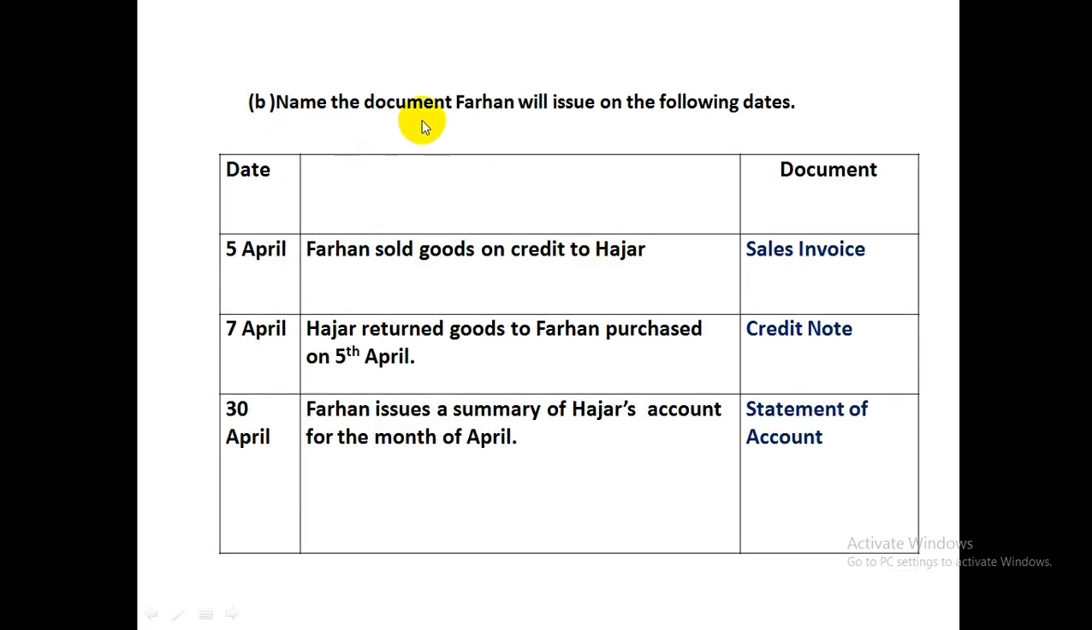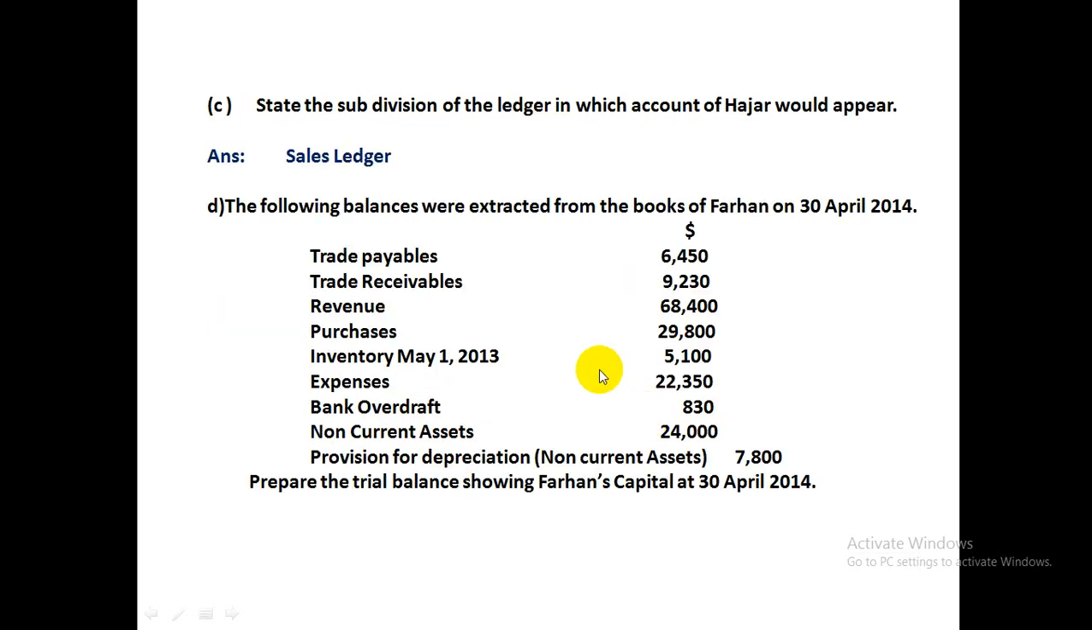Part B of the question: name the document Farhan will issue on the following dates. When goods are sold, an invoice is issued by Farhan, the seller. When goods are returned, a credit note is issued by Farhan. On April 30th, when a summary of the customer's account is sent to him, we call it a statement of account, which is sent by Farhan to Hajar, his customer. State the subdivision of the ledger in which Hajar's account would appear. Hajar was the customer. The account will appear in the sales ledger.